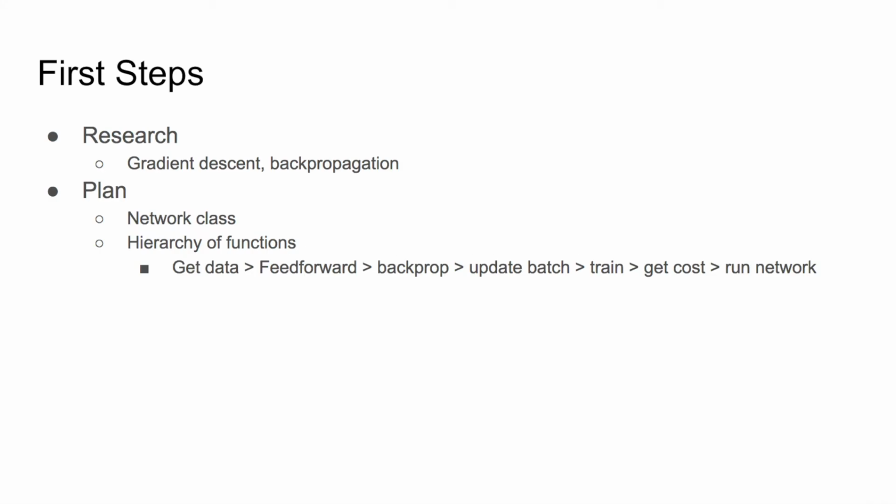Our first steps were doing research. We needed to learn about gradient descent as well as the equations for backpropagation. We also had to plan how we were going to write the code. We decided to go with an object-oriented approach. We also planned out how we were going to modularize our code. Because of the way neural networks are structured, we needed to create one function before moving on to the next. For example, in order to backpropagate, we first need to feed forward.